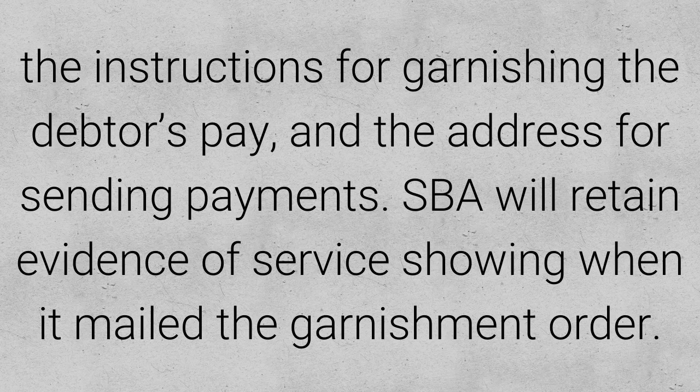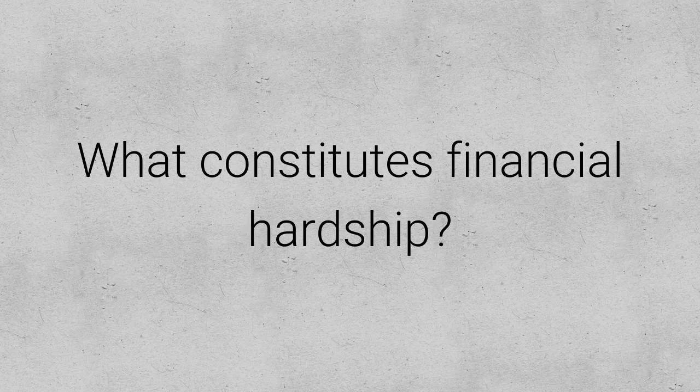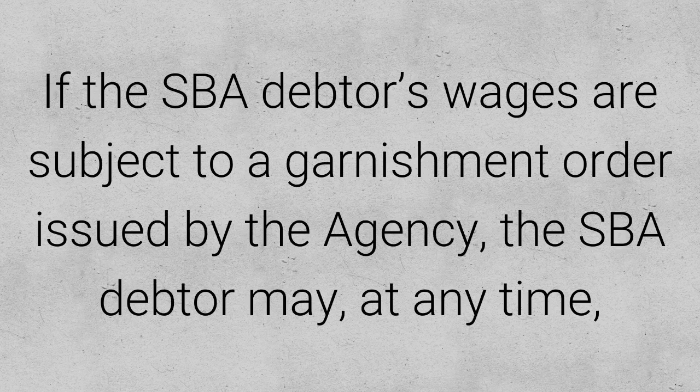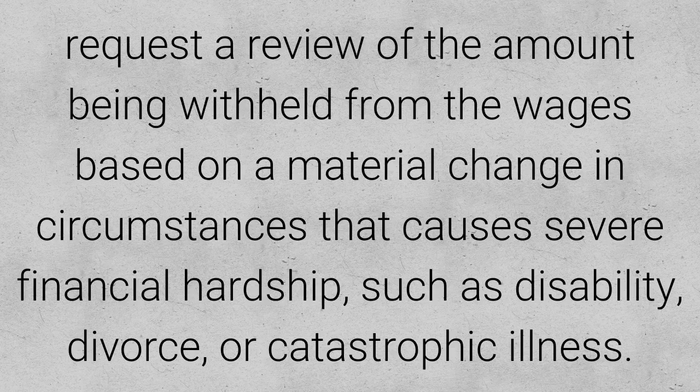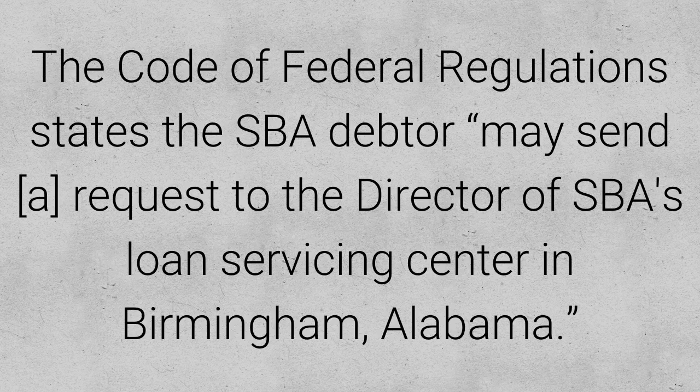Who issues the garnishment order and what form does it take? The garnishment order will be in a form prescribed by the Secretary of the Treasury and will contain the signature of or the image of the signature of SBA's administrator or her delegate. The garnishment order will contain only the information necessary for compliance, including the SBA debtor's name, address, and Social Security number, the instructions for garnishing the debtor's pay, and the address for sending payments. SBA will retain evidence of service showing when it mailed the garnishment order.